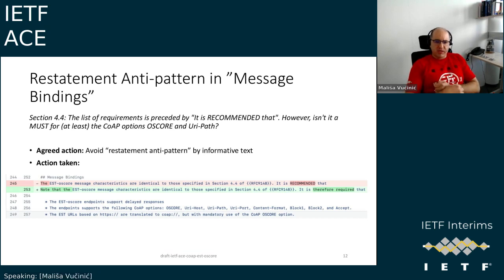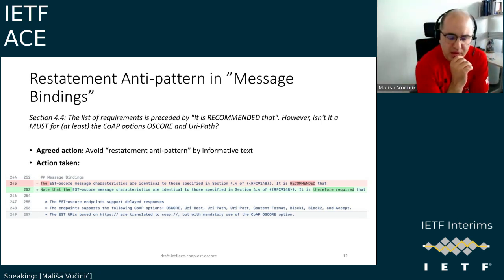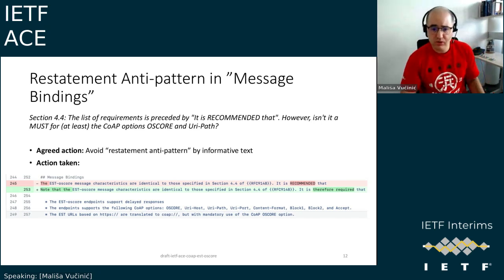Then during the last meeting, we discussed the restatement anti-pattern in the message binding section. This was brought up by Karsten, and the action was to avoid this pattern by using informative text. So essentially what we did is we made the text informative by preceding it with "Note that," and it is therefore required that the implementation supports the given options from the references.